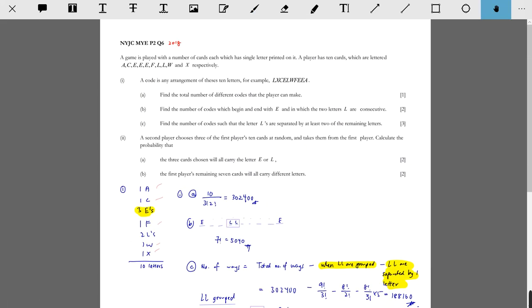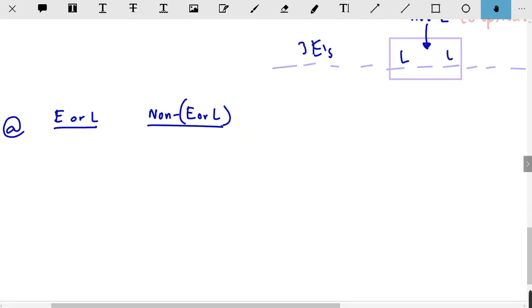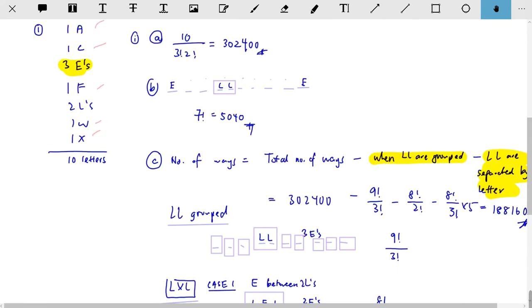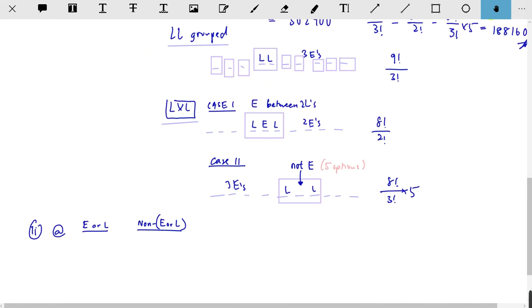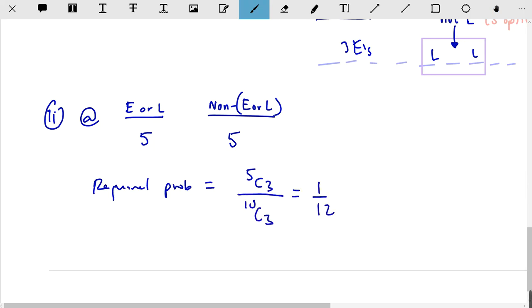So this is how you should think of it: E or L, which is 5. You have 5 E or L's, and you have 5 non-E or L. So in this case you want 3. So basically the required probability will be out of the 5 E or L, you are choosing 3, then total is 10 choose 3. That's it. So this is 1 over 12.